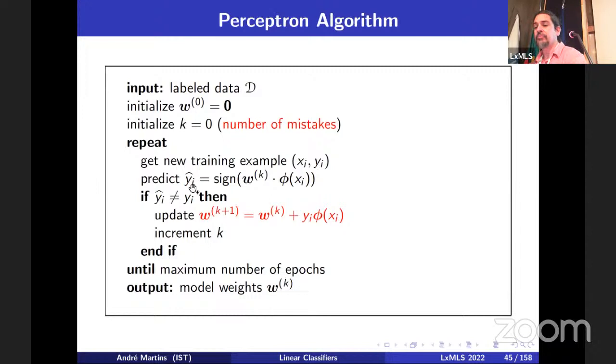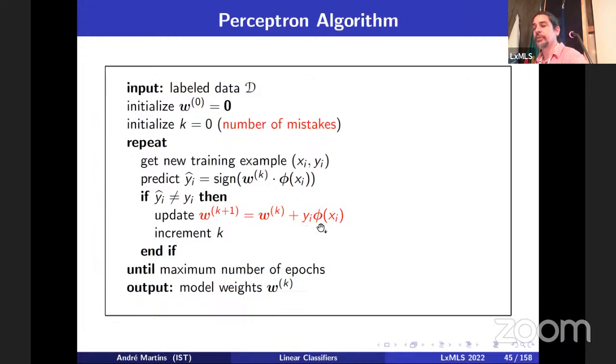And then if y hat is correct, we don't do anything. We just take another example and process it. Otherwise, we need to update the model. If there was a mistake, we need to update. And the update is very simple. We just redefine our model parameters, wk plus 1, as wk plus yi times phi of xi.